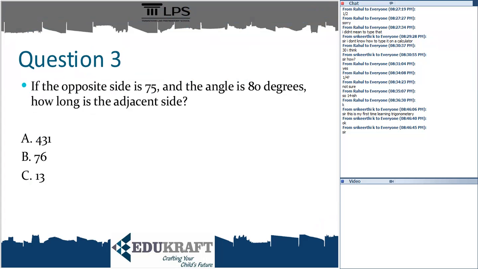Seems students don't have a calculator, that's why it's taking a little longer, because these questions have to be done very fast. That's why the answers are coming in slowly.